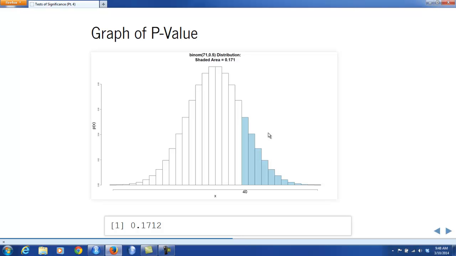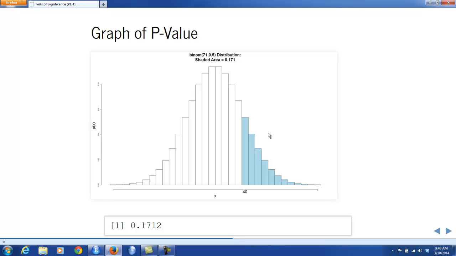So if you were to ask for a graph of the p-value when you run binom test GC, you would actually get a graph of the distribution of the binomial random variable with 71 trials and chance of success 0.5. And the shaded area would be everything from the rectangle 40 onwards. That shaded area is our p-value, and it's approximately 0.1712.